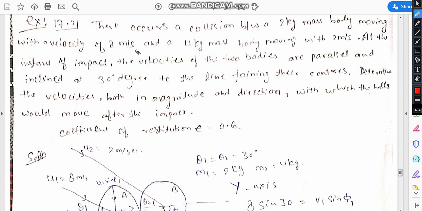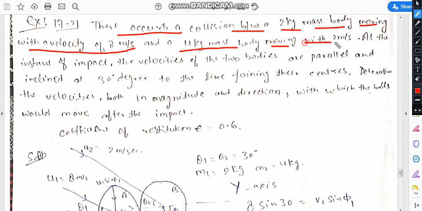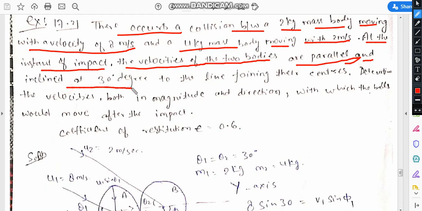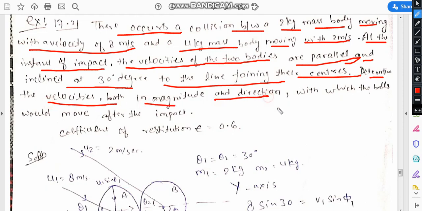In this problem, there occurs a collision between a 2 kg mass body moving with a velocity of 8 meter per second and a 4 kg mass body moving with 2 meter per second. At the instant of impact, the velocities of the two bodies are parallel and inclined at 30 degree to the line joining their centers. Determine the velocities of both in magnitude and direction with which the balls would move after the impact. The coefficient of restitution is 0.6.